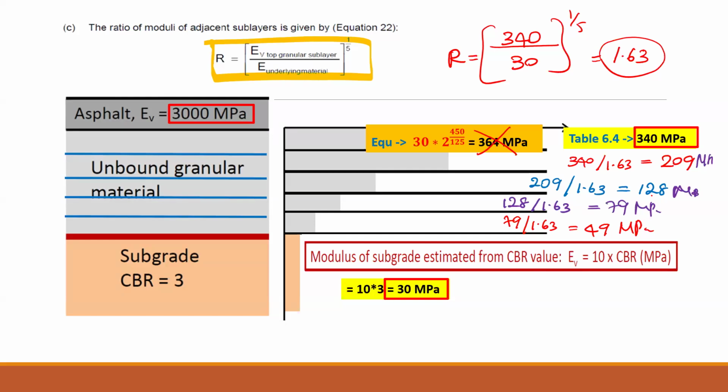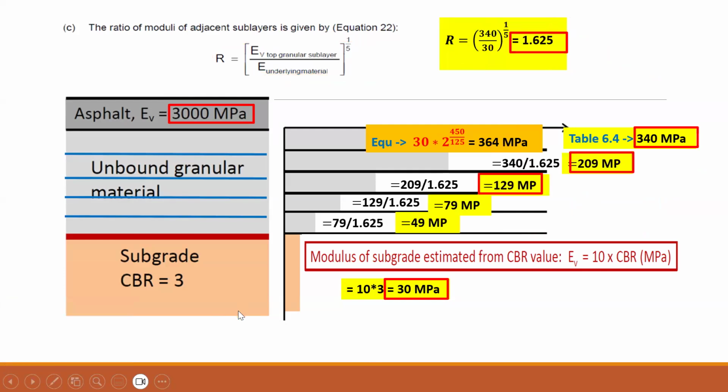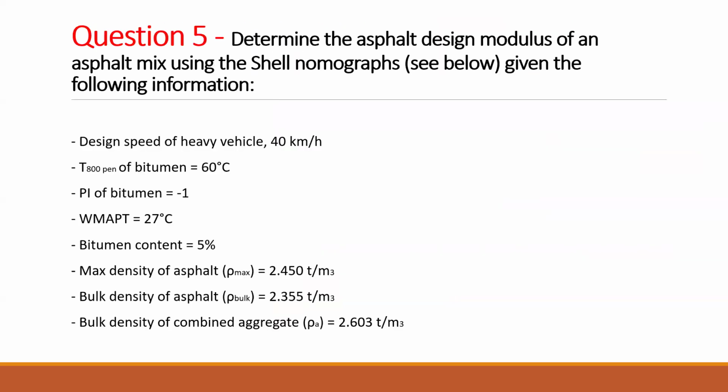So at the top we have 3,000. Then we have 340, 209, 128, 79, 49, 30. Good. Okay, any question? Divided by 5. Yes, that is the procedure. That is the method. Okay, so we'll move to the next question.